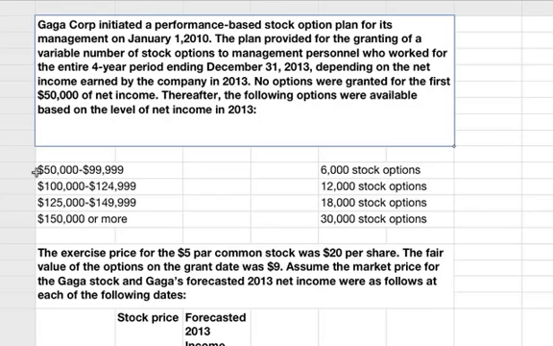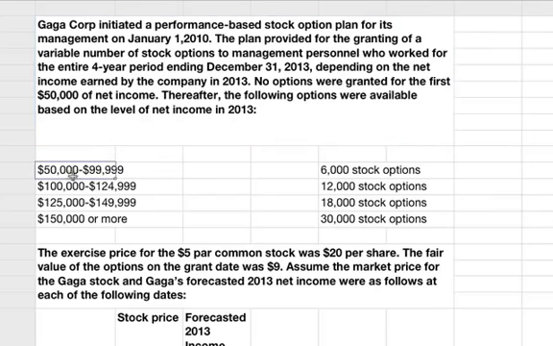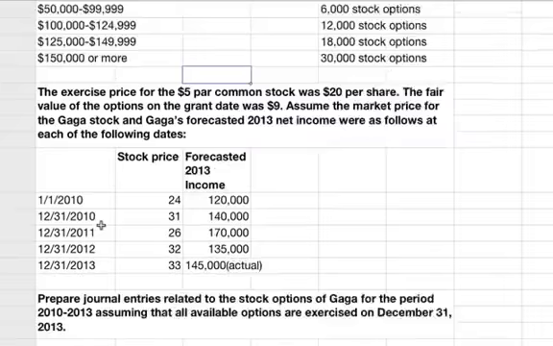Depending on the net income earned by the company in 2013. No options were granted for the first $50,000 of net income. Thereafter, the following options were available based on the level of net income in 2013. So if they hit these levels of net income, then this is the amount of stock options that were granted.